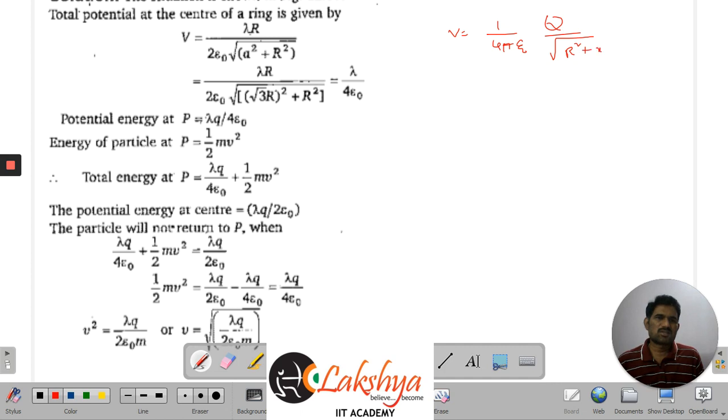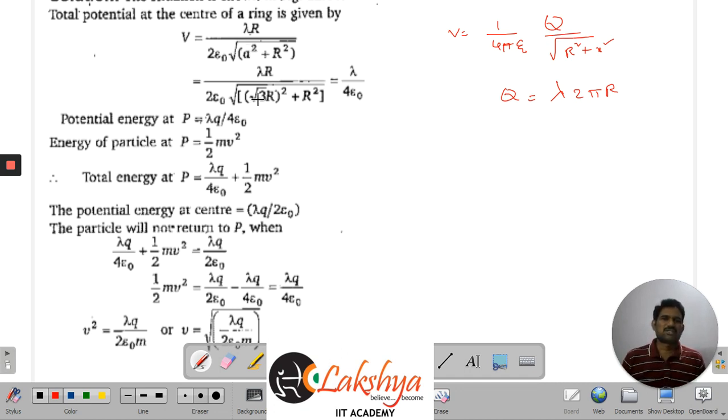Suppose the distance is the square root of r square plus x square, at a distance of x from the center. Now here this q value we need to write, because here the linear charge density is given. So linear charge density means we can express this q value in terms of lambda as q is equal to lambda into 2 pi r. If you substitute this expression here, then you will get this formula.